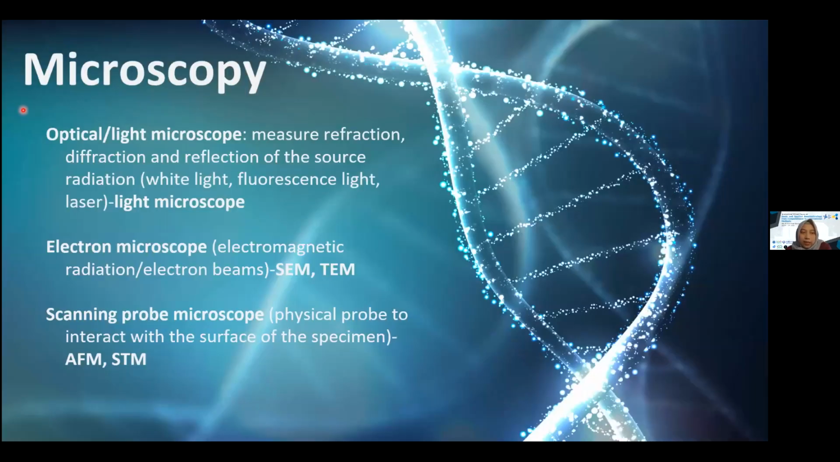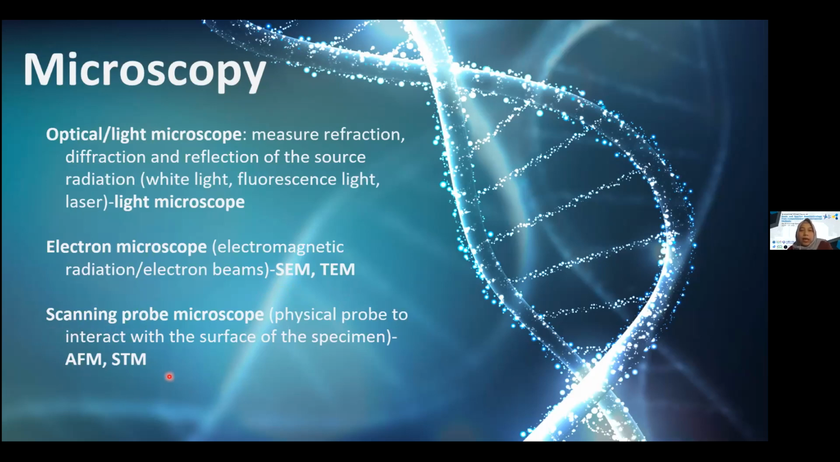In this session, I would like to go deeper into the first category, which is microscopy, which is also divided into three. The first one is the optical or light microscope, where we use a light source, whether white light, fluorescence light or laser, and we can measure the reflection and diffraction of the source radiation. The second one is electron microscopy, where we use an electron beam as the radiation source, as in SEM or TEM. The last one uses a probe to scan over the sample surface, as in AFM and STM.